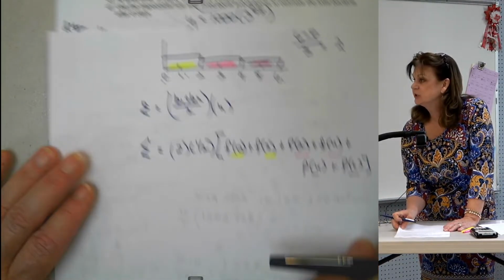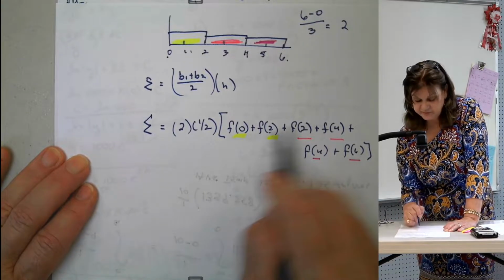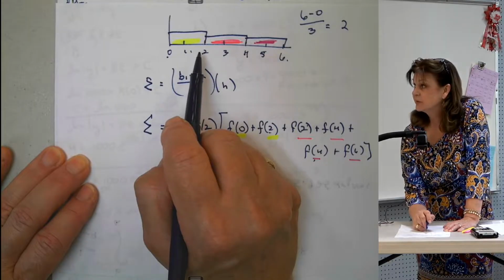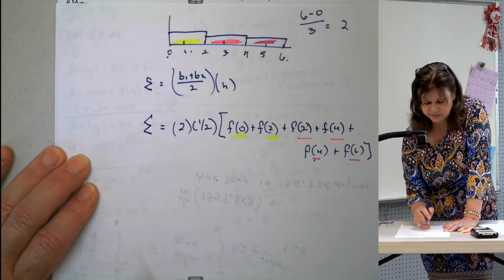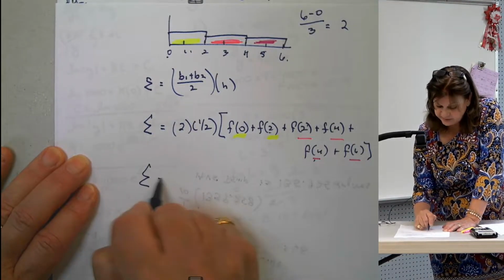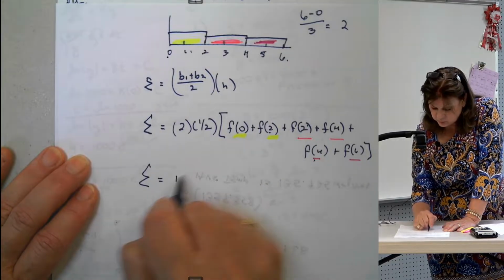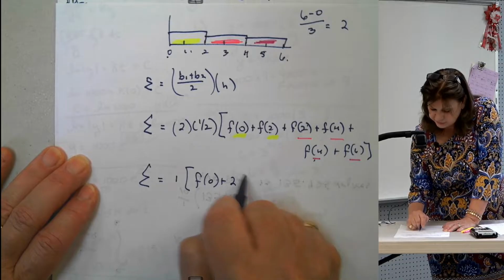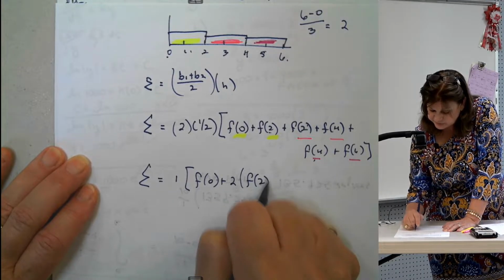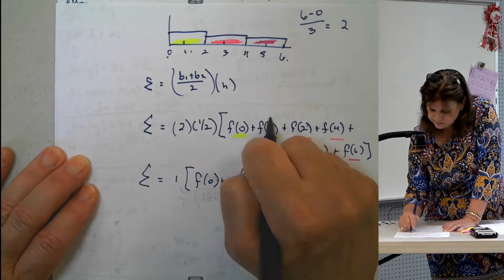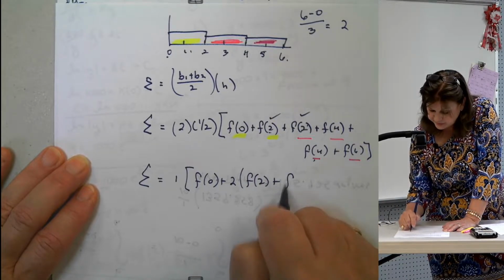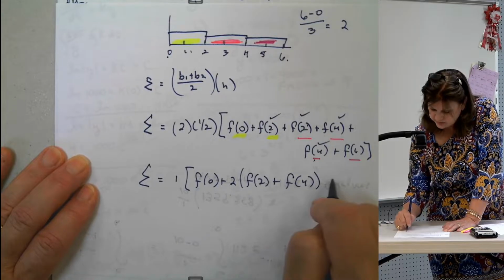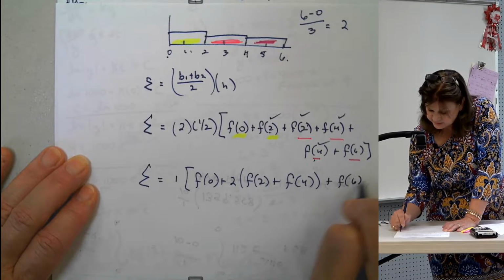Notice the repetition. We've got 2 f of 2s and 2 f of 4s because f of 2 is base 2 to trapezoid 1, but it's base 1 to trapezoid 2. So here we go. We've got the summation. 2 times 1/2, of course, is 1. I've got f of 0, I've got 2 f of 2s and 2 f of 4s, and then 1 f of 6.